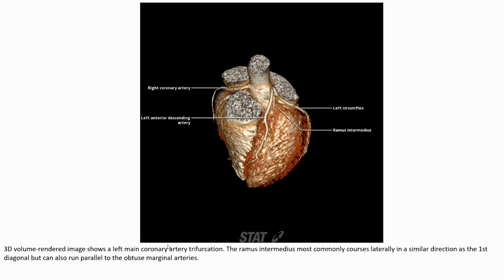So this volume render image shows a left main coronary artery trifurcation. The ramus intermedius most commonly courses laterally in the same direction as the first diagonal, but can also run parallel to the obtuse marginal artery. So the left main coronary artery divides into the left circumflex, then the ramus intermedius, and then the left anterior descending artery.